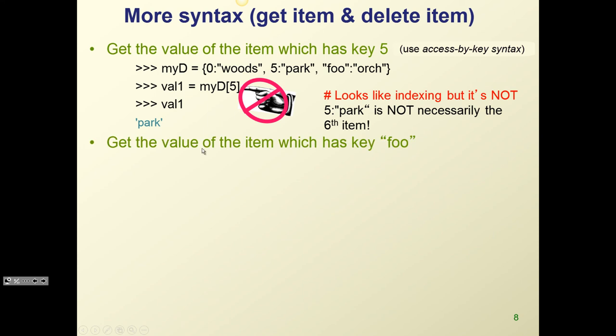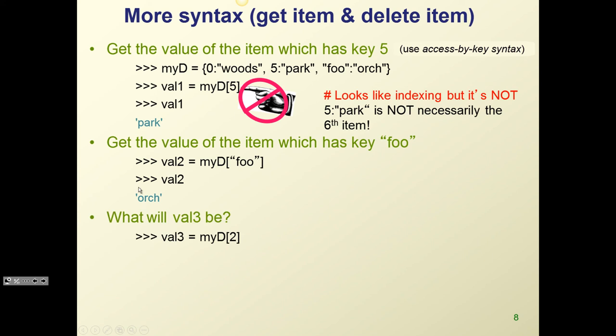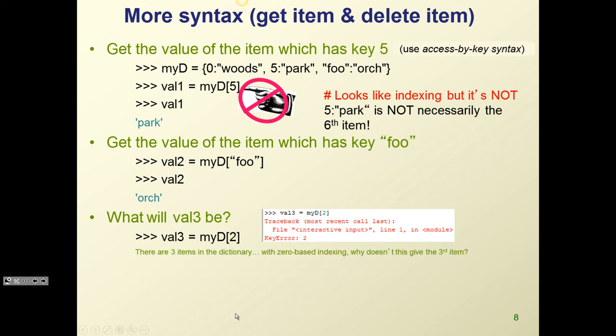How would you get the value of the item which has key foo? Val1 equals MyD square bracket foo. Yeah, that's exactly it. Value equals MyD square bracket, the key that you're looking for. And that'll give you orch. That's the value that's associated with that key's item. What will this one be? Yeah, the traceback error, a key error, because there's no such key in this dictionary. Yeah, it says key error.